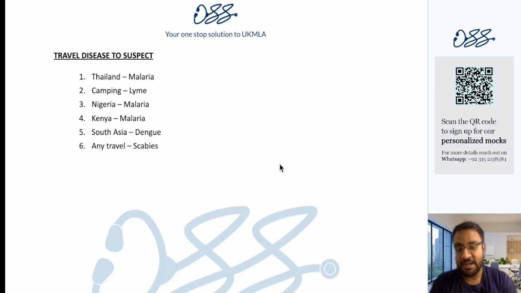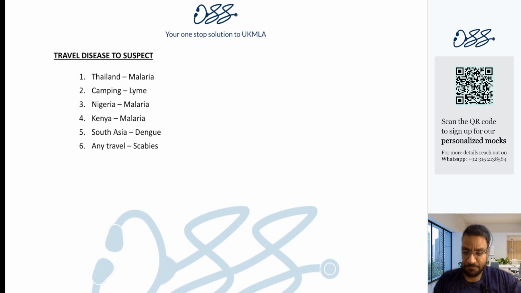Then if you move to South Asia, India, Pakistan, Bangladesh, Nepal, dengue is very, very common. Somebody presenting to you with fever, weakness, and has traveled to South Asia, the patient may be having dengue hemorrhagic fever. And any travel can lead to scabies as well, because you share hotels, you check in at different places. Because of the hygiene issue, scabies is also very, very common. So that is why travel is important in a few conditions, because if somebody has traveled to a particular country, you may think about the diseases and the infectious pathologies that are common in that country.